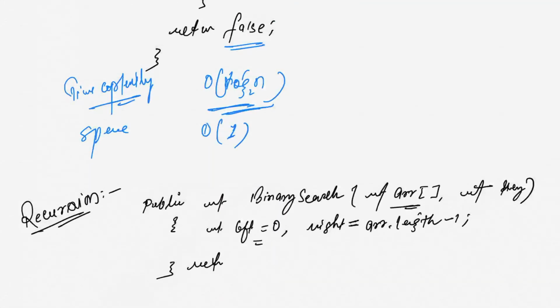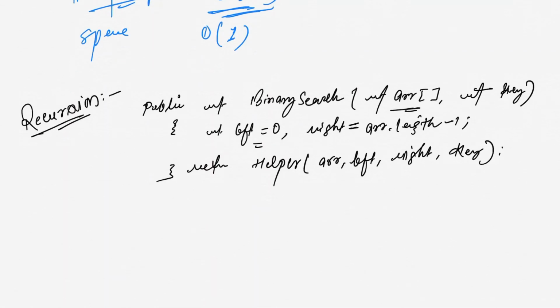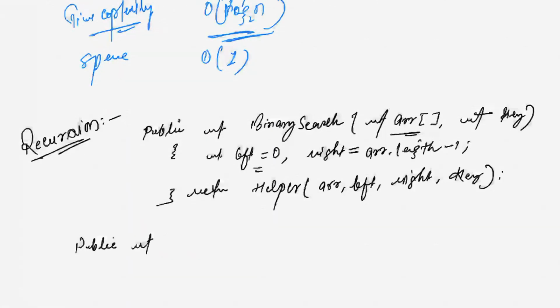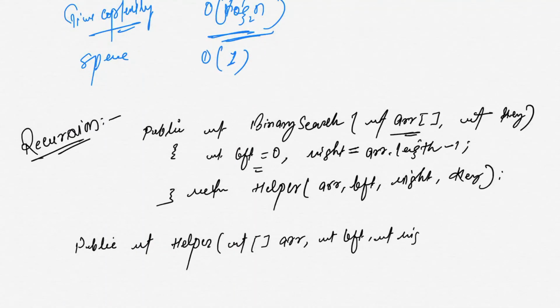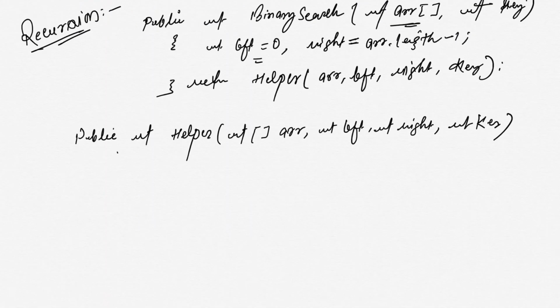And now return the helper function, and we need the array, left and right, and the respective key which we are trying to search. Now let's define the helper function: public integer helper, integer array and integer left, integer right, and the integer key.